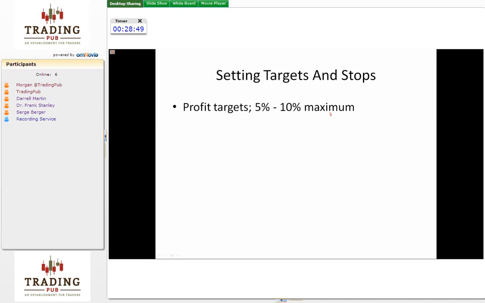In terms of setting stops, let me quickly bring up this presentation again so you can see it. There's a couple of questions coming up, and we'll look at that when we look at the candlesticks in just a second now.